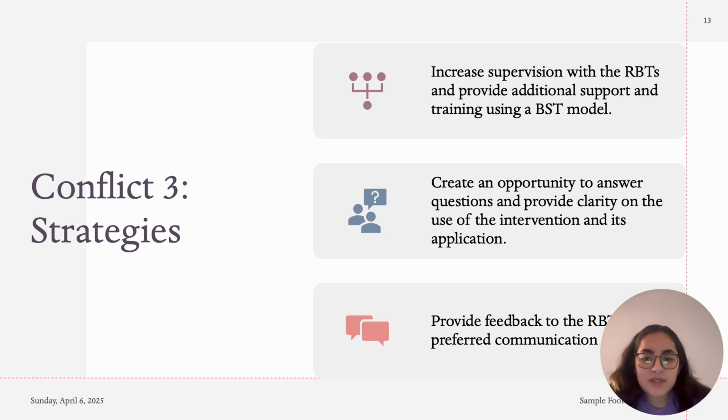So some strategies that we can use are to increase supervision with the RBTs and provide additional support and training using a BST model. This also helps us to see and observe maybe what additional resources might be needed to just make sure that the client's progress is being maintained. Also, create an opportunity to answer questions and provide clarity on the use of the intervention and its application. So, that might be debriefing within the first or last 10 minutes of supervision or the session, or it might just be meeting with the RBT. And provide feedback to the RBT in their preferred communication style.